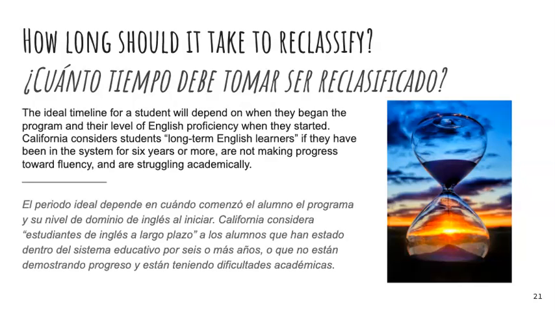How long should it take for a student to reclassify? The ideal timeline for a student will depend on when they began the program and their level of English proficiency when they started. California considers students long-term English learners if they have been in the system for 6 years or more, are not making progress towards fluency, and are struggling academically.